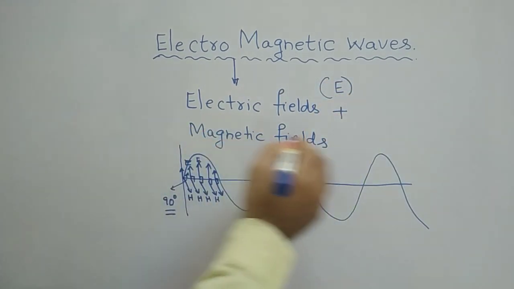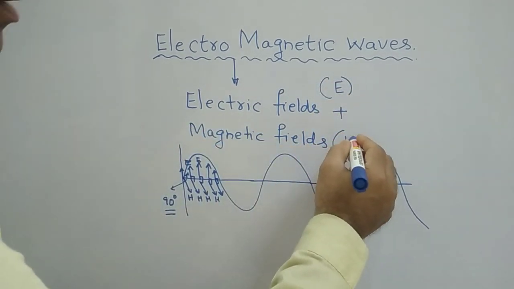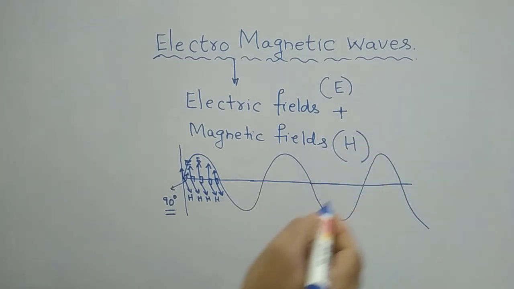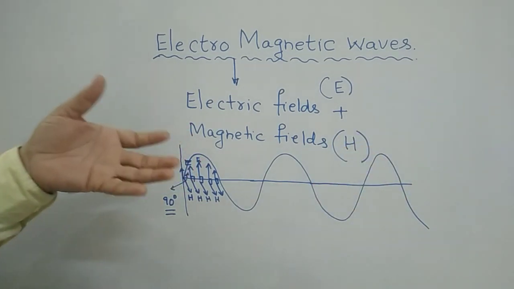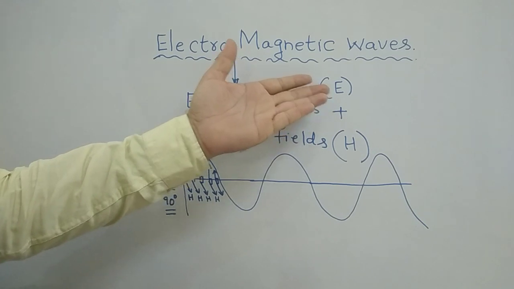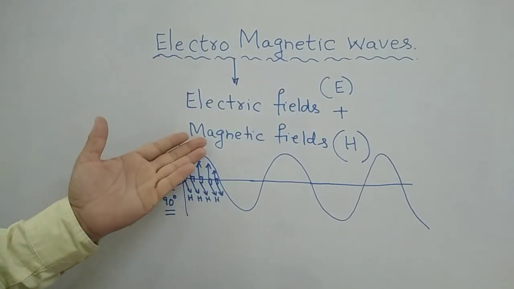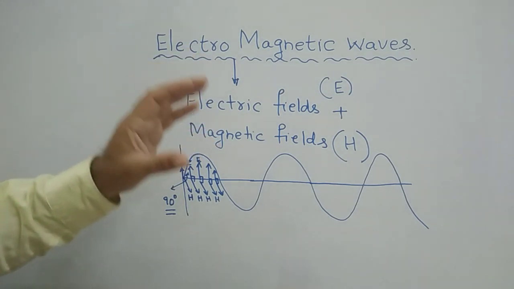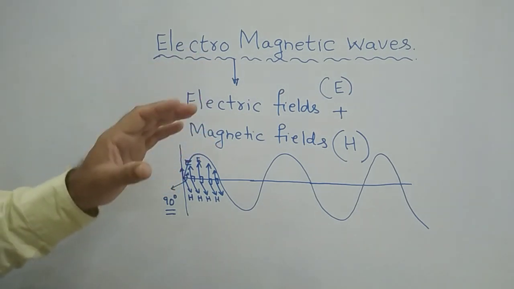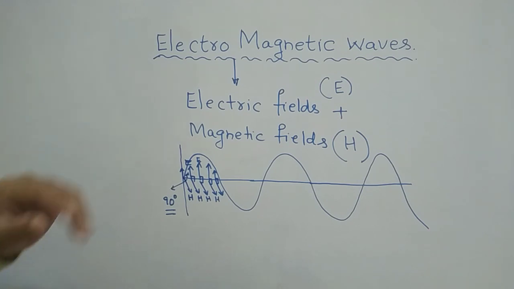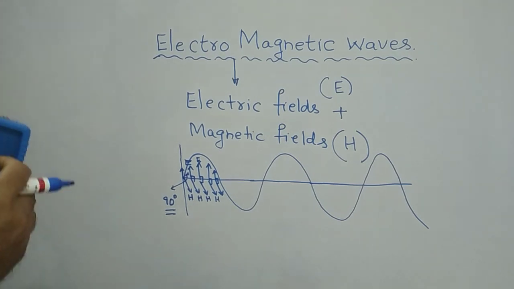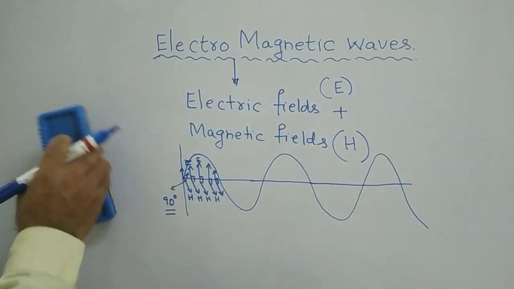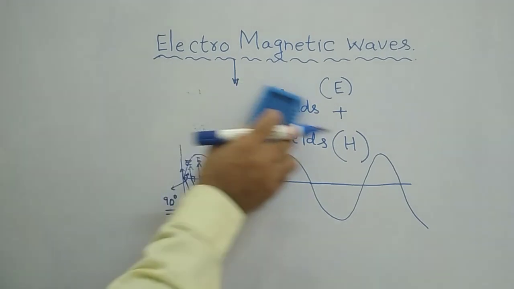In general, the strength of the electric field is denoted by the capital letter E and the strength of the magnetic field is denoted by the letter H. Remember that both exist at an angle of 90 degrees to each other, meaning both are perpendicular to each other. That is the very important property of the electric field and the magnetic field, right?